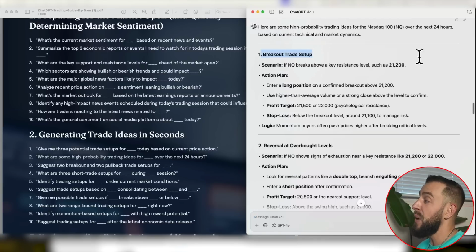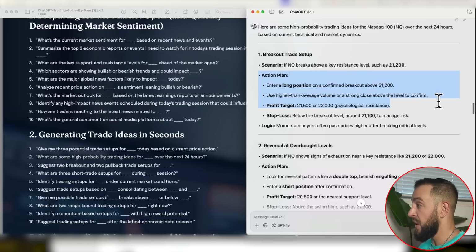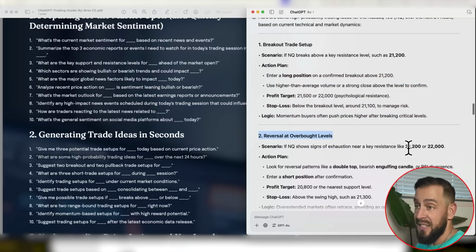Number 1, breakout trade setup. Scenario, if the NQ breaks above a key resistance level, such as 21,200, here's an action plan, giving us a long position, and specific instructions for profit targets, stop loss, and it tells you what the logic is. Momentum buyers often push prices higher after breaking critical levels. Second idea, reversal at overbought levels. This is a really good one too.